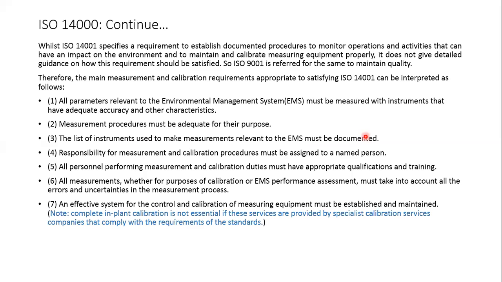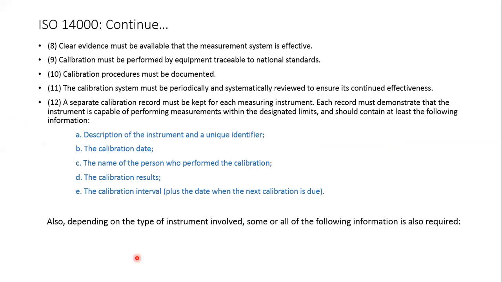So these are the main measurement and calibration requirements of ISO 14001. You just go through it. The measurement process must be adequate. The register of use relevant to the EMS must be documented. Every point should be done in each given year.